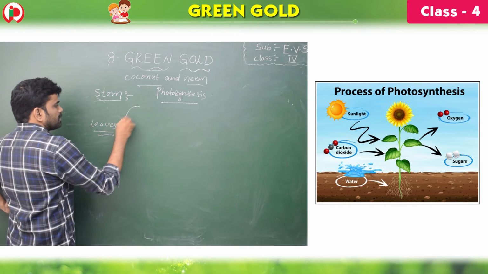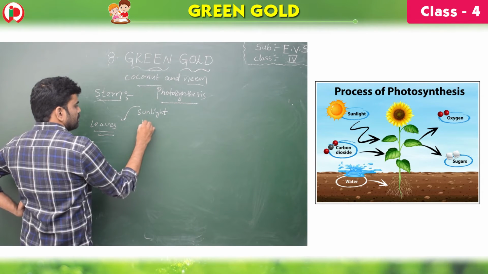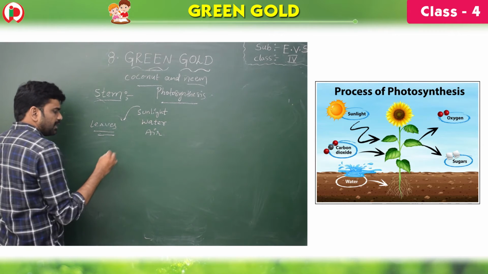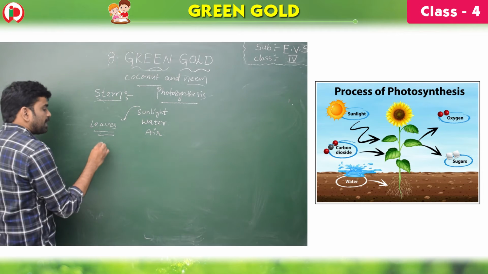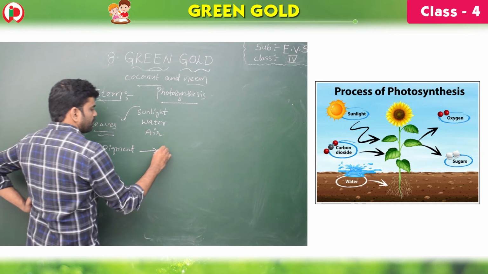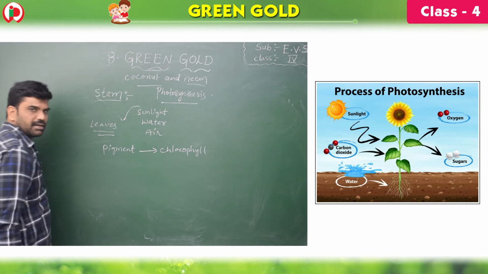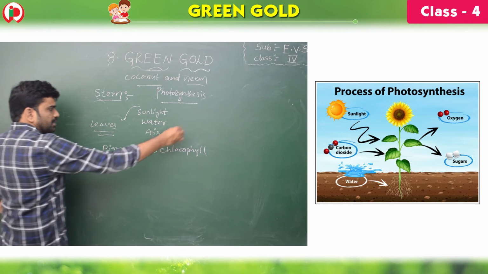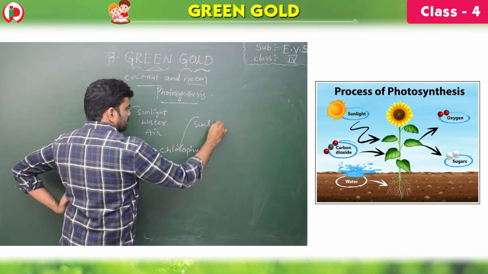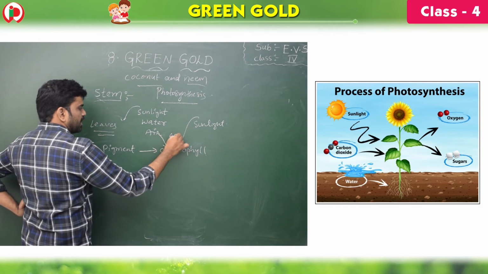So leaves allow sunlight, water and air. These leaves contain a pigment. A pigment is a color imparting substance, children, called chlorophyll. What will this pigment do? It takes the sunlight, and from air it takes carbon dioxide.